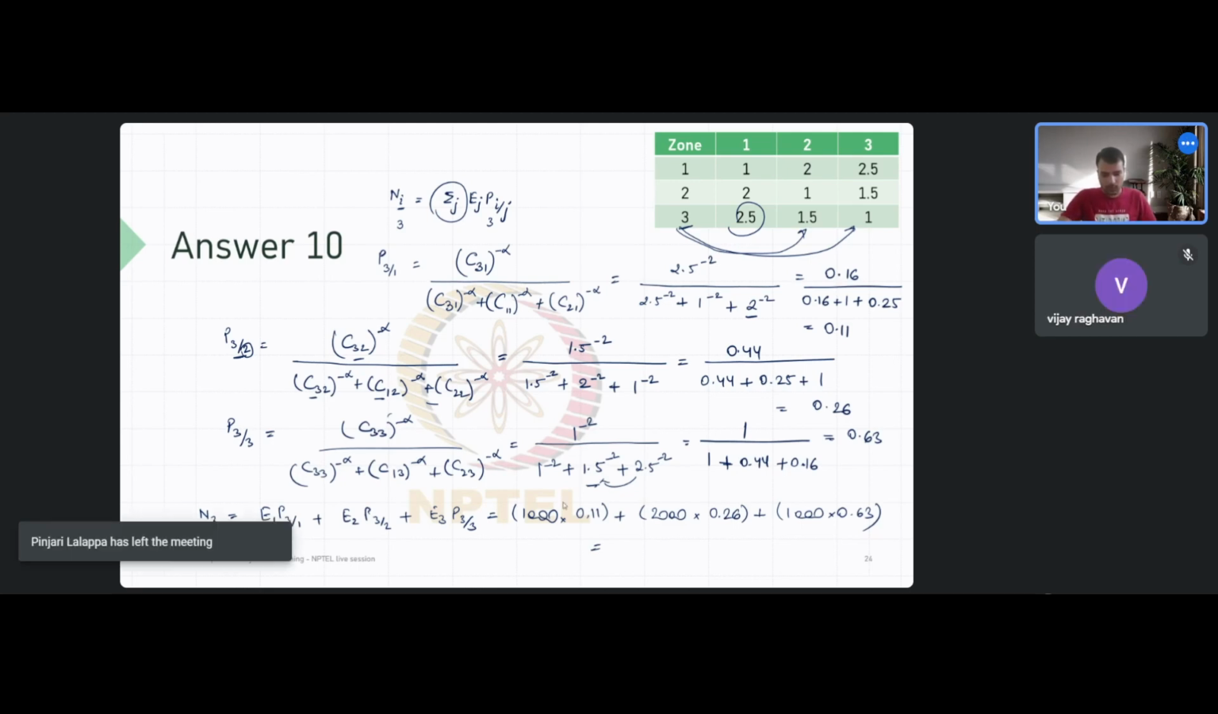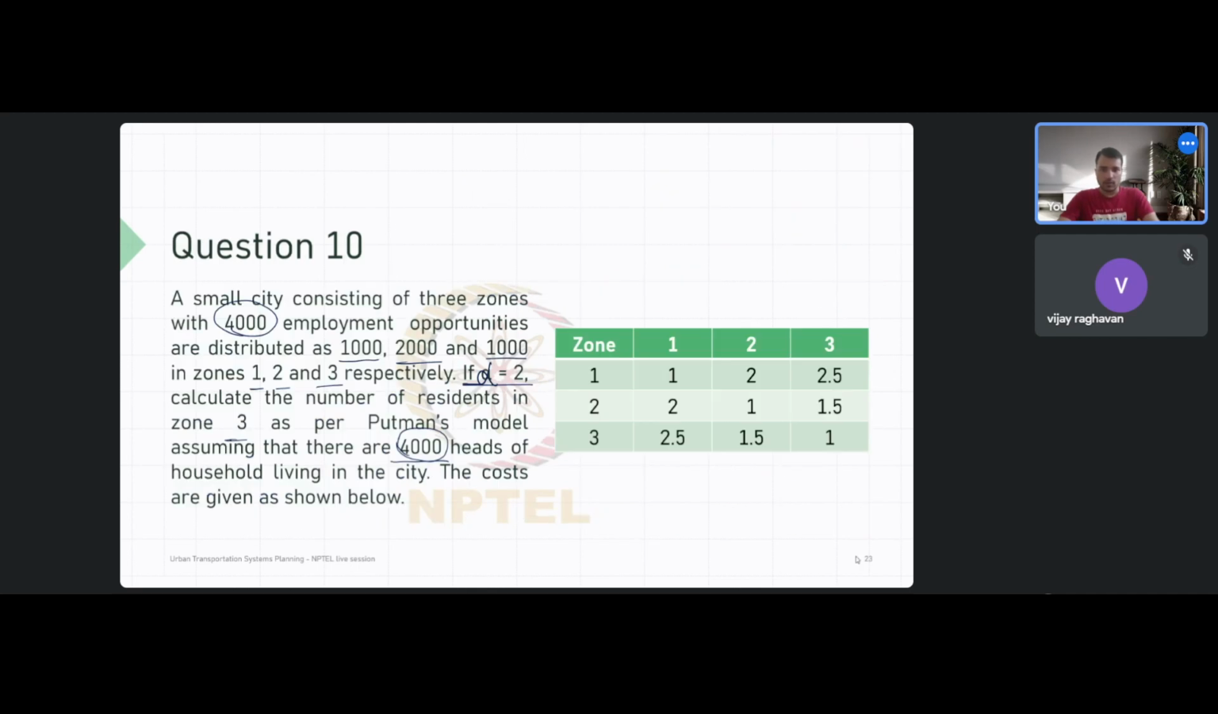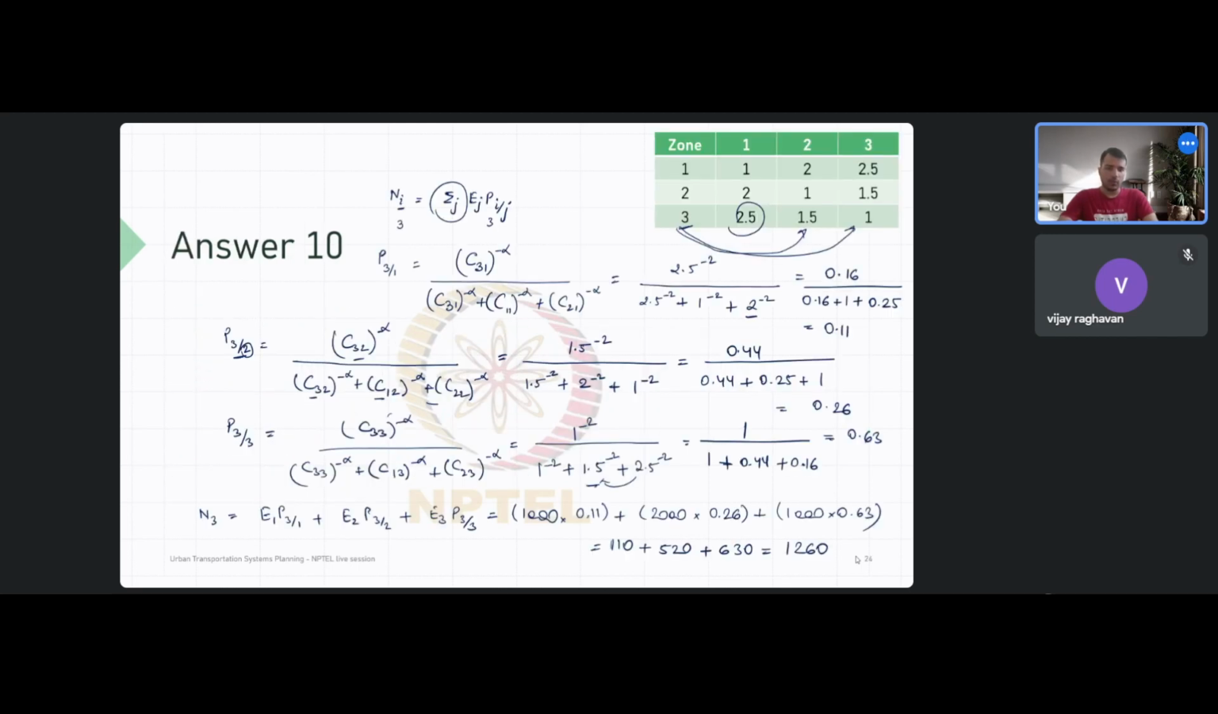So 1000. This will be 110. This will be, I think, 520. This will be 630. So 1100, 1200, 10, 20, 30, 60. So 1260. That will be the number of residents in zone 3 as per Fortune model, and 3 we have obtained.